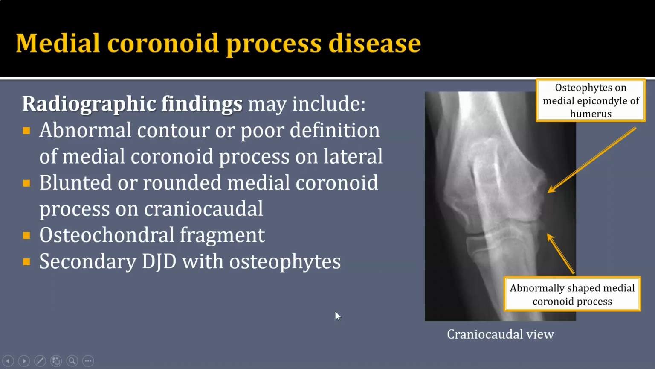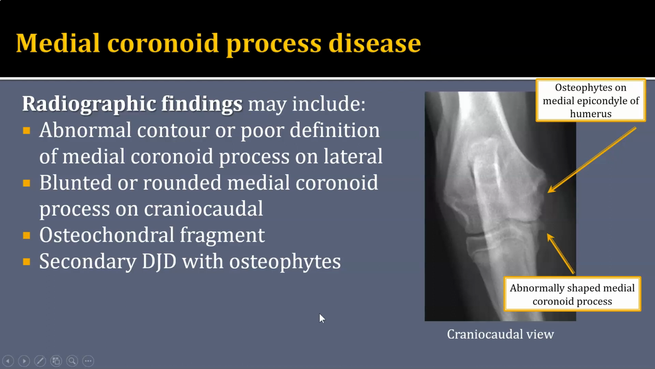Most of the time, our diagnosis of medial coronoid process disease is actually made indirectly by identifying the secondary degenerative joint disease that accompanies this primary lesion, and then ensuring that we don't see the other causes of the elbow dysplasia. So that would be our osteochondrosis of the medial aspect of the humeral condyle that we've already learned about, and the ununited anconeal process we'll learn about later.